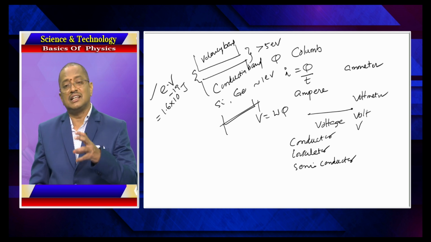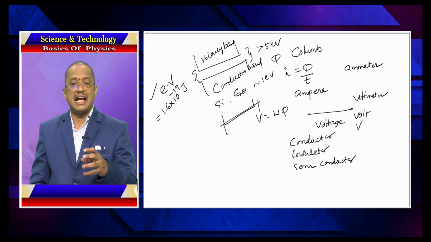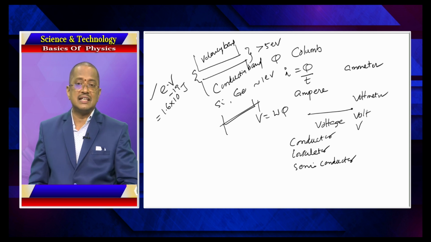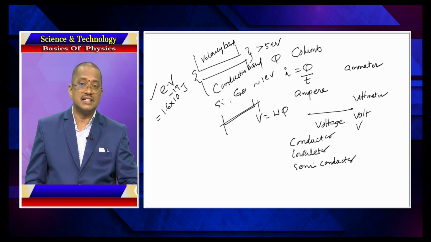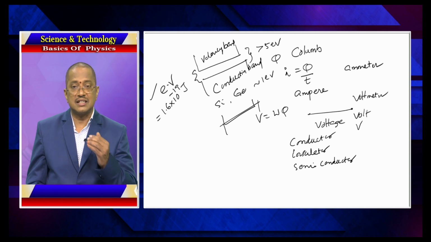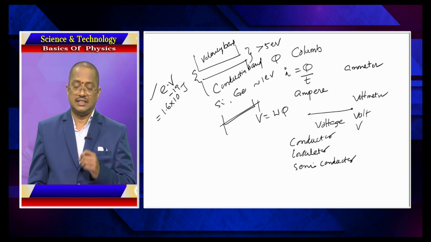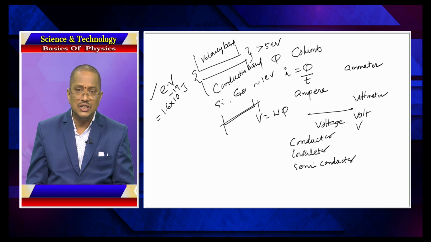Clear? These are the reasons why some objects act as a conductor, some act as an insulator, and some act as a semiconductor. Is it clear? Okay.